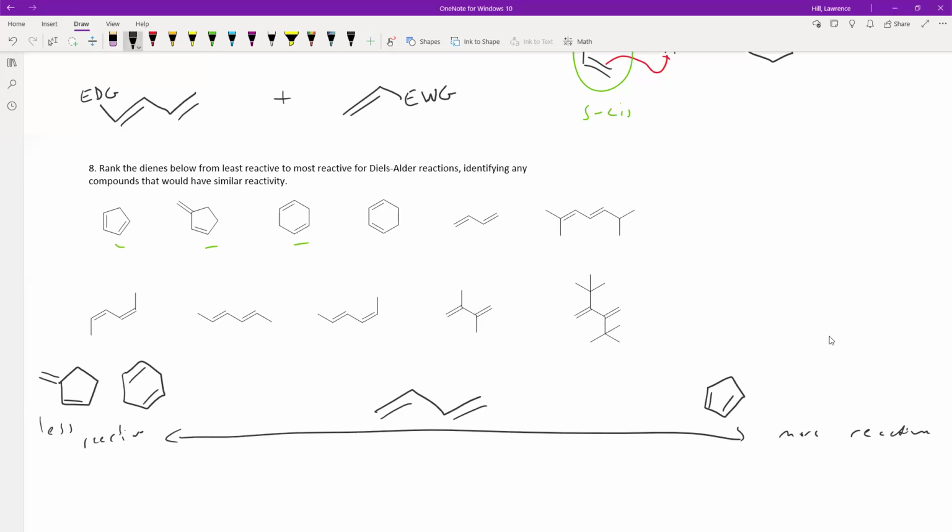Next, we have cyclohexadiene. I'm going to rate that really similarly to cyclopentadiene. It's a double bond that's always in an S-cis conformation. It's a little bit slower than cyclopentadiene, but it's, I would say, negligible. We already did butadiene. Okay, so let's look at this one. So this next one, we have to put it in the S-cis conformation.